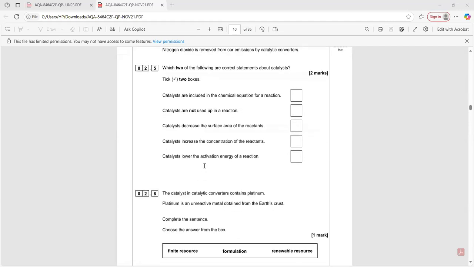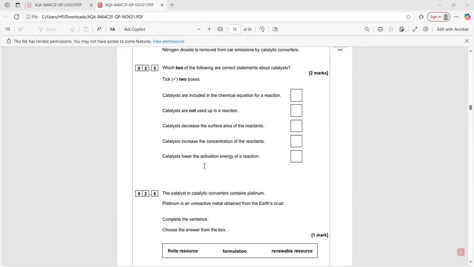Okay, so did you get that? Yes. Okay, all right, moving on. It says nitrogen dioxide is removed from car emissions by catalytic converters. It says which two of the following are correct statements about catalysts?